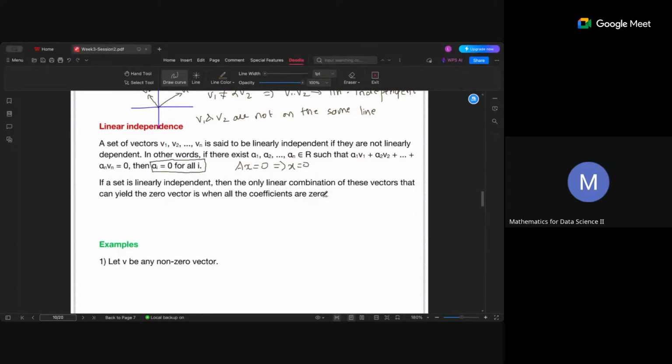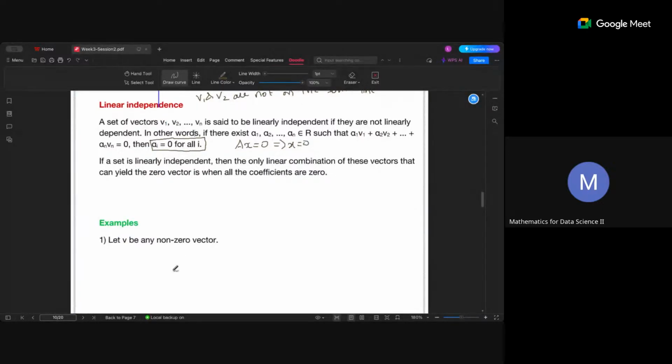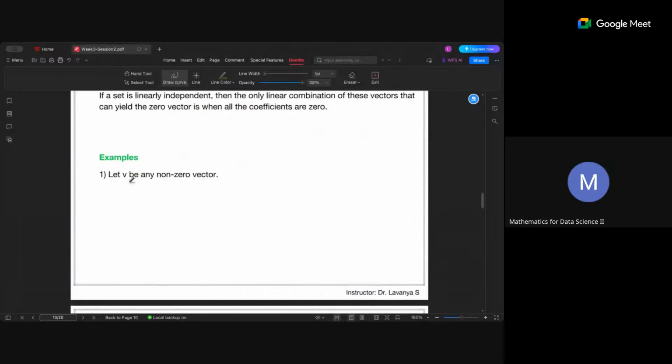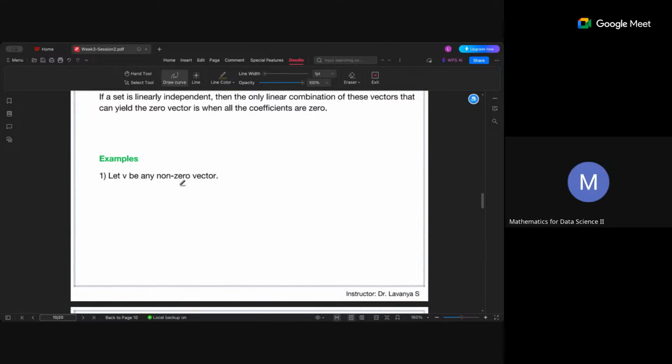Now let us start with one single vector. If V is any non-zero vector, we did not do this for dependent vectors, so let me do the dependent case also. Suppose V is equal to 0, then what happens? I'm just considering this vector. Is this set linearly dependent or independent?